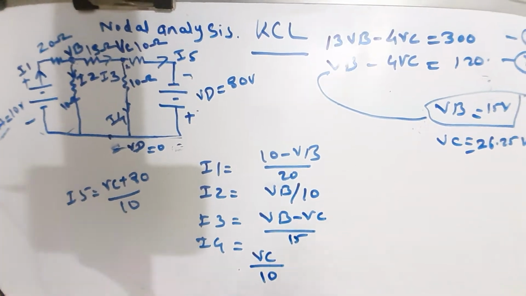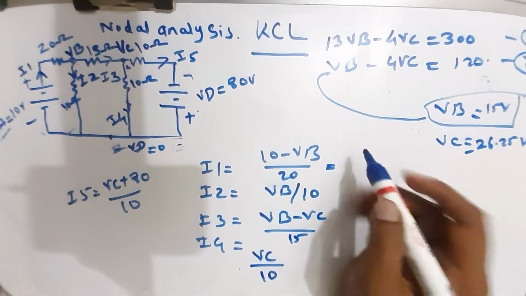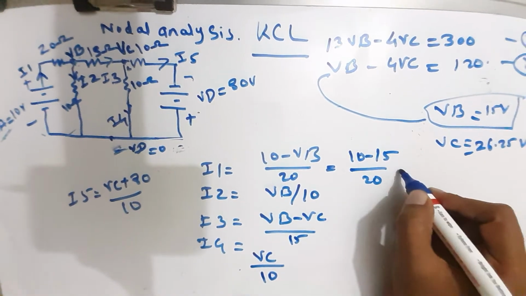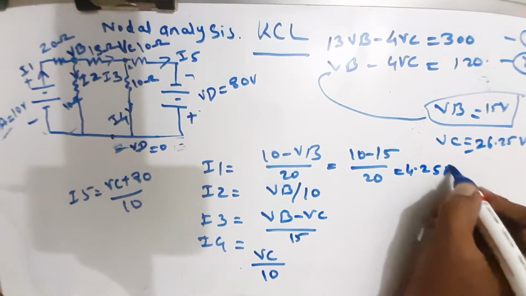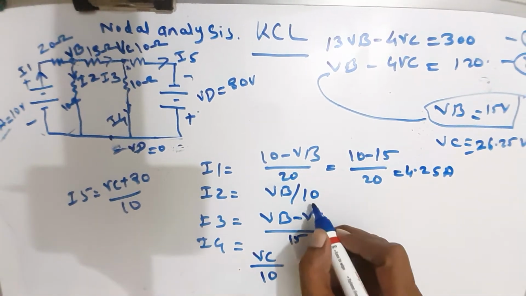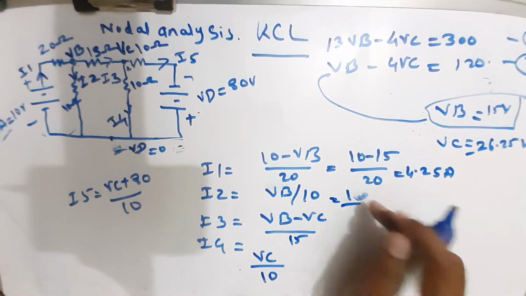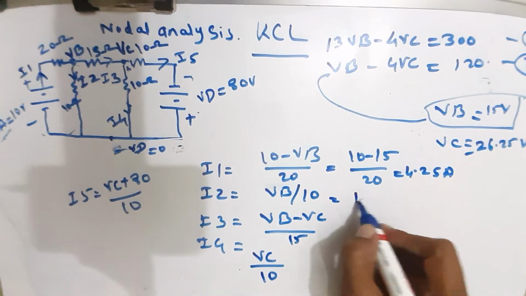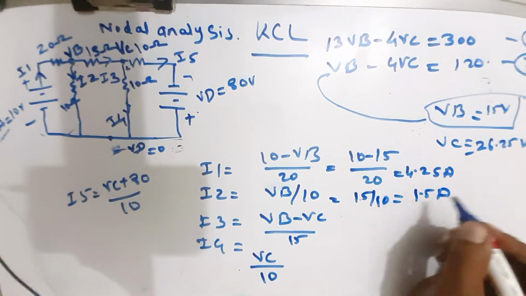And I5 I have written down: I5 equal to VC plus 18 divided by 10. Already we have written it down. Okay. So you just put the values here. VB is 15. So 10 minus 15 divided by 20. So here it will come 4.25 ampere I1. Okay. So I2 is VB by 10. Here VB is how much?